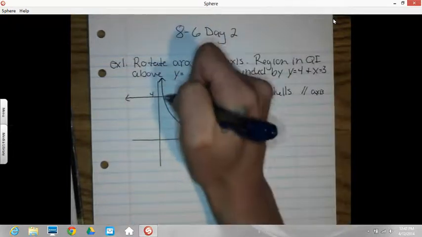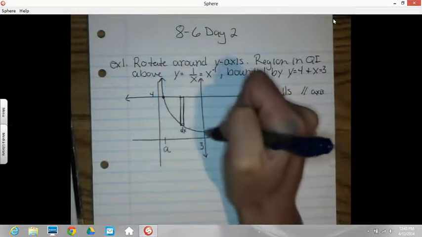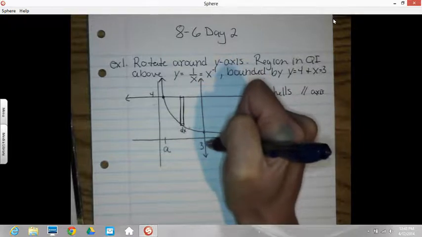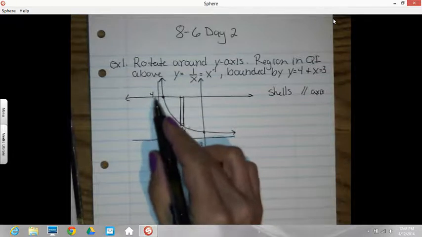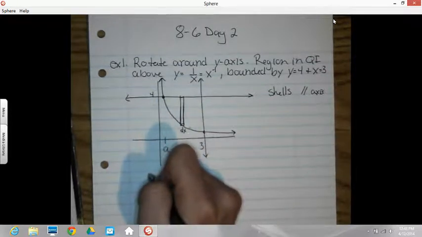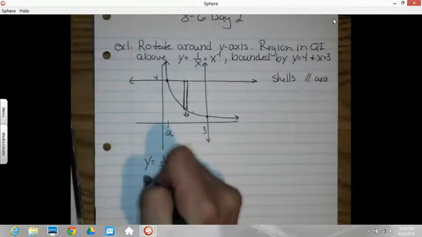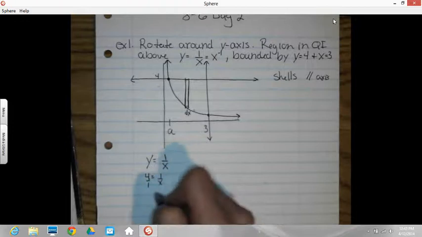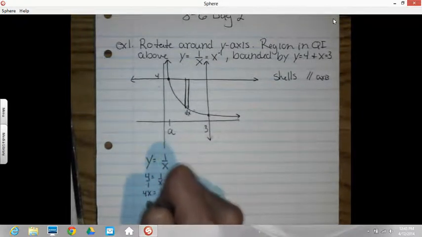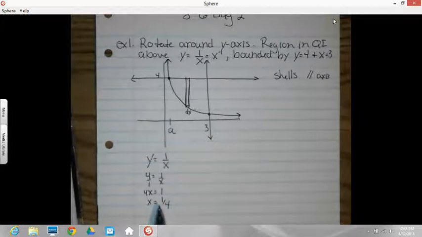So I need the boundaries. I want the x value here. This one, I already know the x value is 3. So I've just got to find this intersection here. And what I know about that point is that the y value is 4. So if I go to the equation, I know that the y value is 4. Cross products, x equals 1/4. Okay, so I got my boundaries.